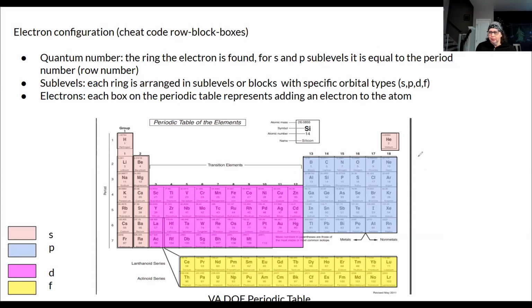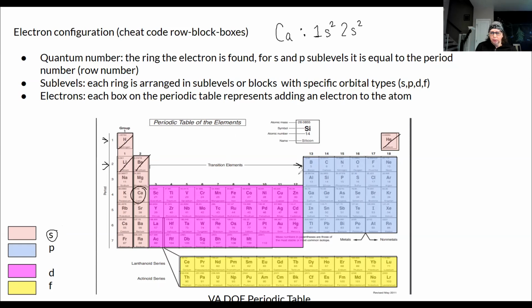All right, let's pick somebody else. Calcium. Row, block, box. Start at row 1. Row 1. What's the block? S block. How many boxes are in that S area? 1, 2. So that's the 1s2. Row 2. We're starting with that S block again. How many are in S? 1, 2.